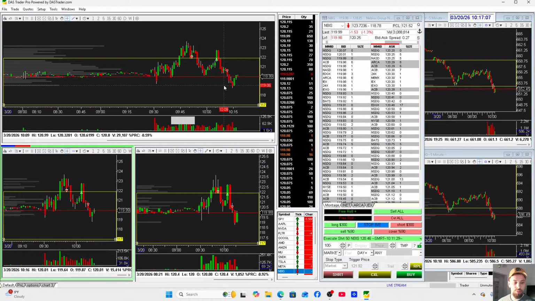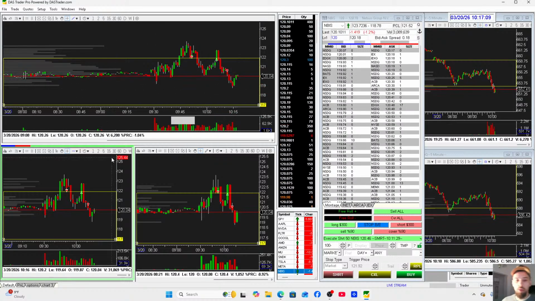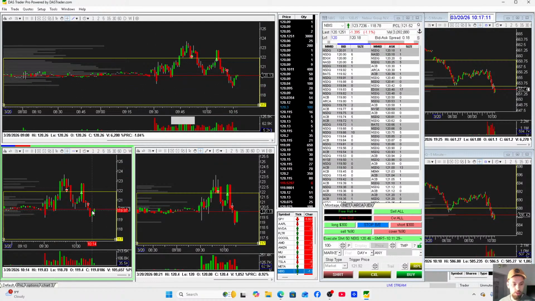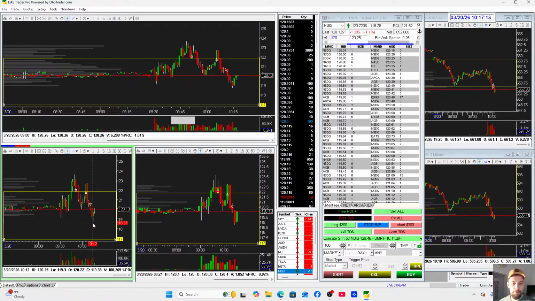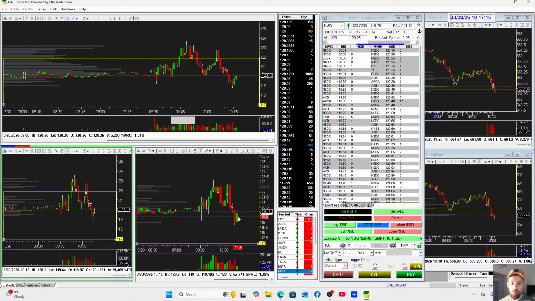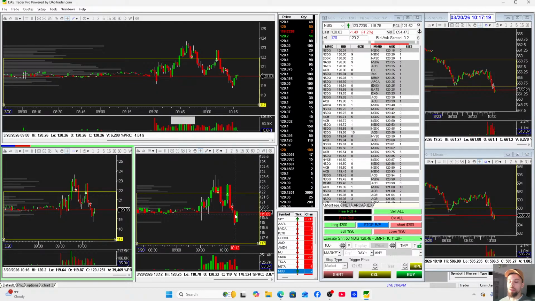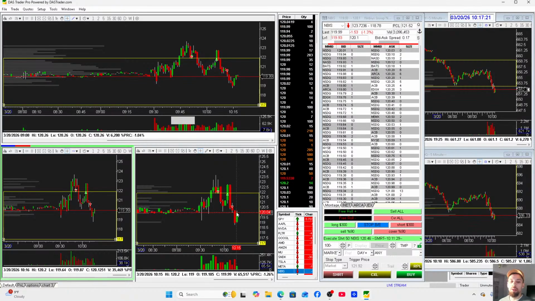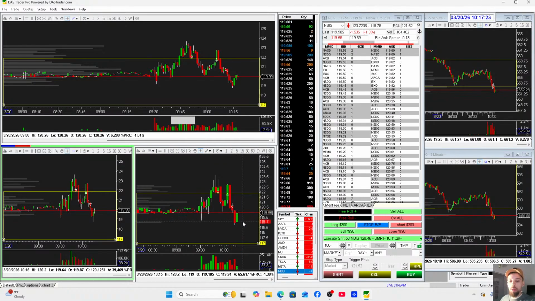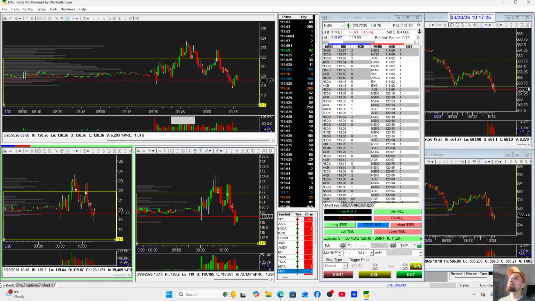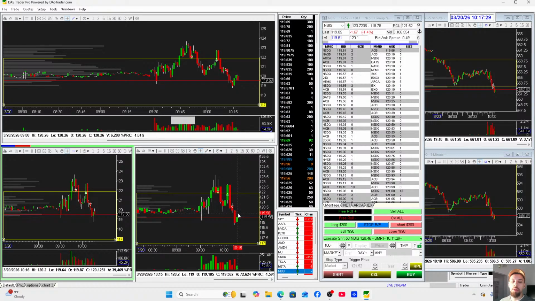So pulling back here, guys. This green candle is trying to engulf this red one. A big volume here. Be nice to see some sellers step in. Looks like a big seller stepped in at 120. That's nice.